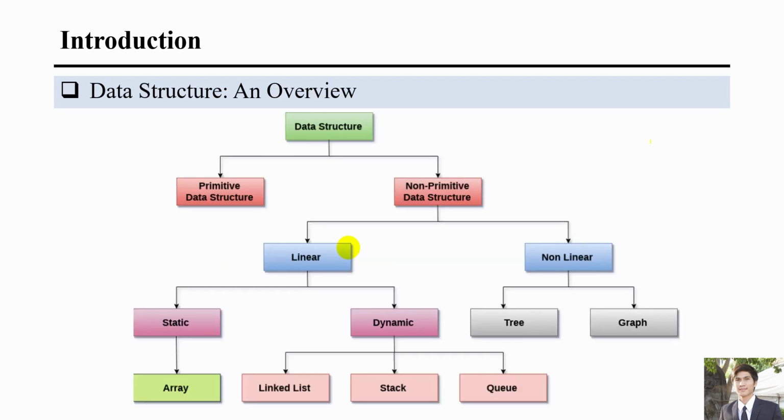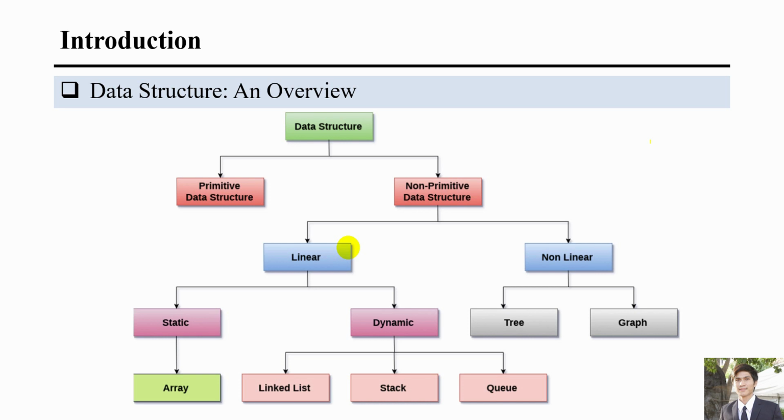So here is a global view of data structures. You have seen some of them before, for example, array. Data structures are divided into two main sections. The first one is primitive, and the second is non-primitive data structure. Primitive data structures refer to the basic data types that you have learned before: integer, float, character, string, and so on. Non-primitive data structures are further divided into linear and non-linear. Linear is like a sequence, and non-linear is not a sequence. It's like a hierarchy.